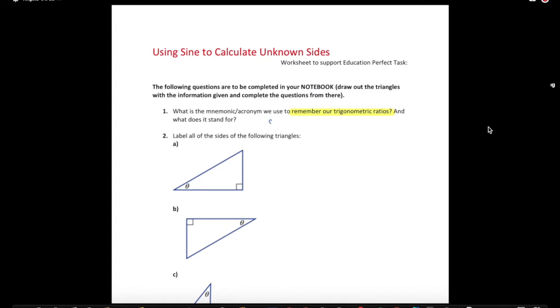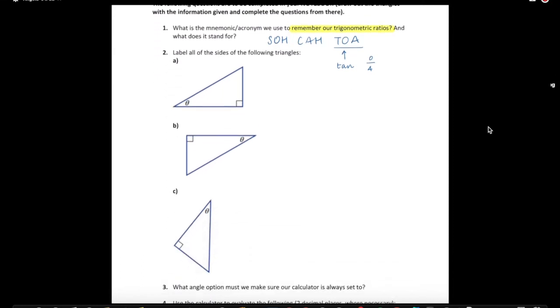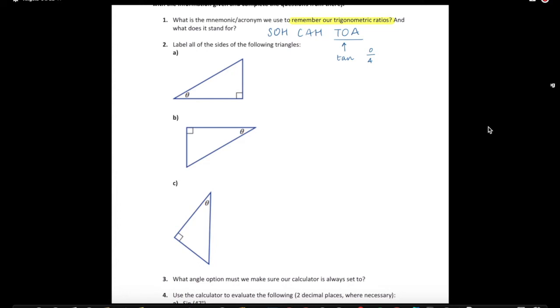So we call it SOH CAH TOA. And what that basically tells us is, let's focus on tan, for example. So that tells us that we're looking at using the ratio for tan, and in that we need to have an opposite divided by adjacent. So keeping that in mind, let's have a look and work through this particular worksheet.